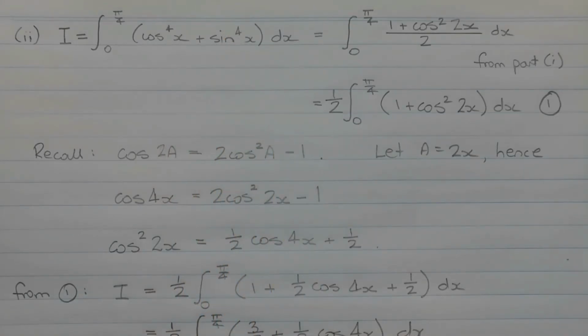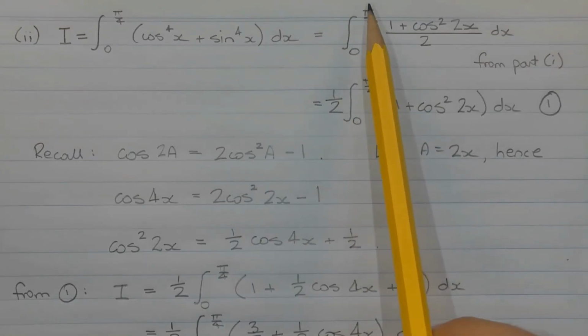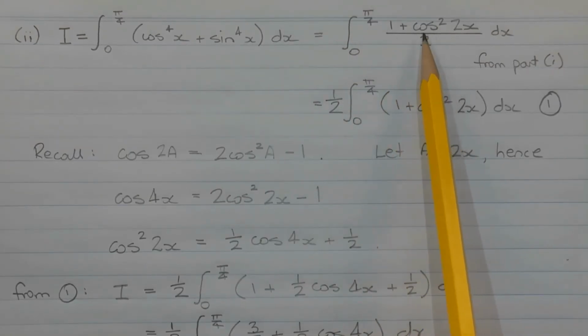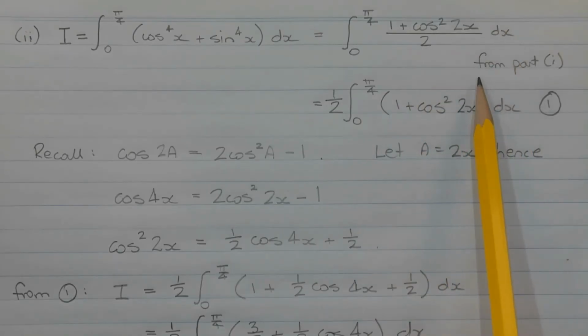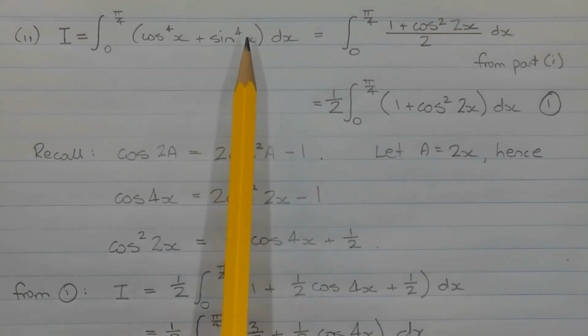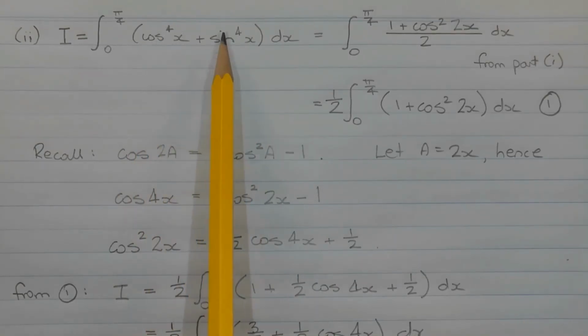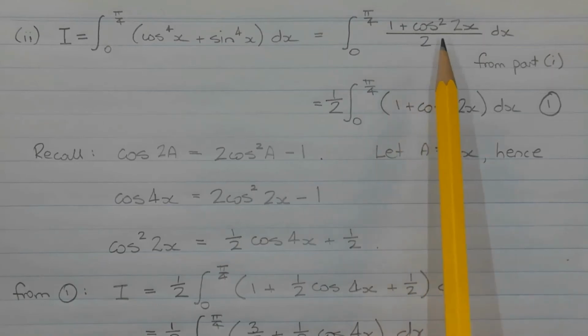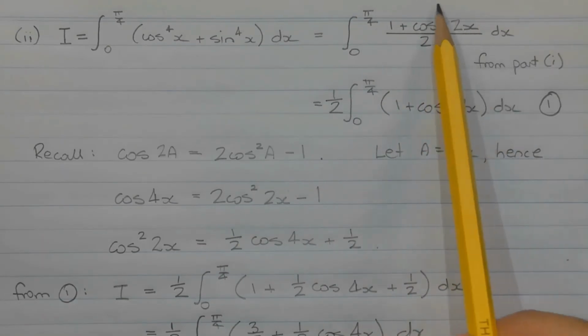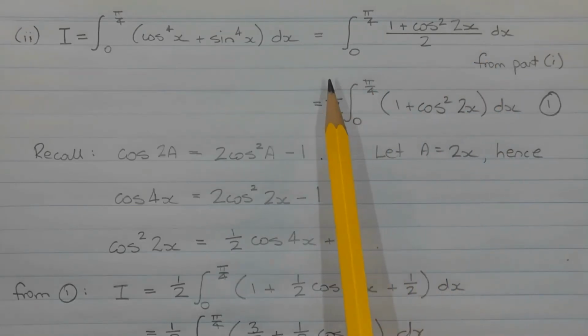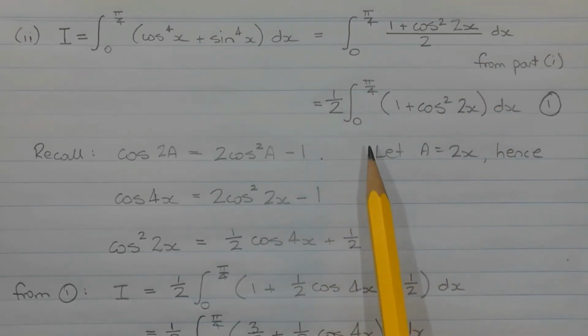That integral can be written as the integral from x equals 0 to x equals pi over 4 of (1 plus cos squared 2x) over 2 dx using the result from part 1. If you recall from part 1, we were asked to prove that cos to the power of 4x plus sine to the power of 4x is equal to (1 plus cos squared 2x) over 2. Factorising out 1 over 2 from the integrand here, the integral can be written as 1 over 2 times the integral from x equals 0 to x equals pi over 4 of 1 plus cos squared 2x dx. Let's call this equation number 1.